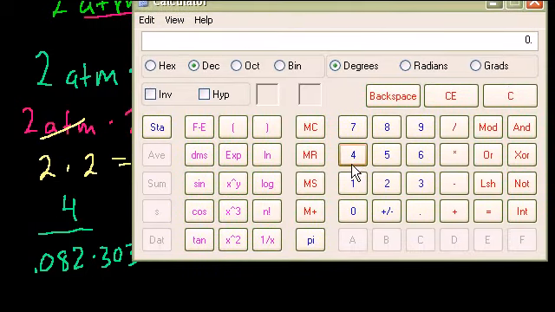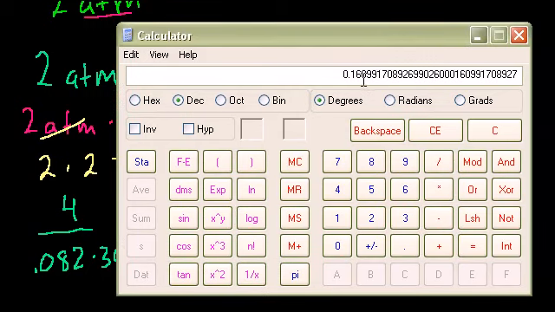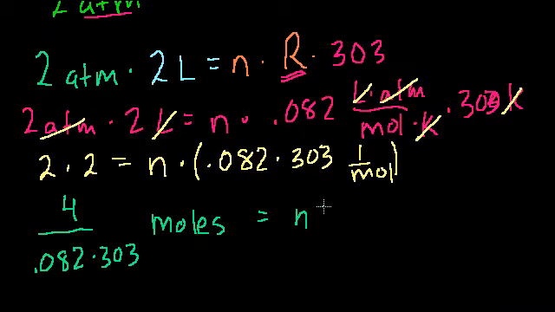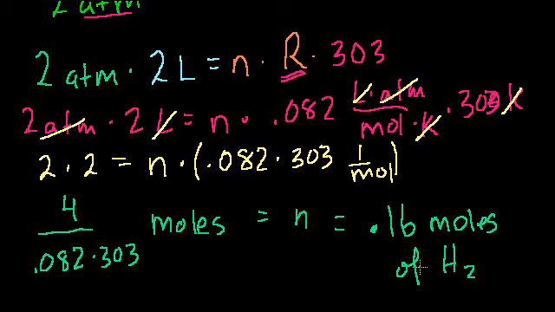So we have 4 divided by 0.082 divided by 303, which is equal to 0.16. If we wanted to go more digits, 0.161, but we'll just round. So this is equal to 0.16 moles of H2. This is actually telling you the exact number of hydrogen molecules. But if you wanted a number in the traditional sense, you would just multiply this times 6.02 times 10 to the 23.